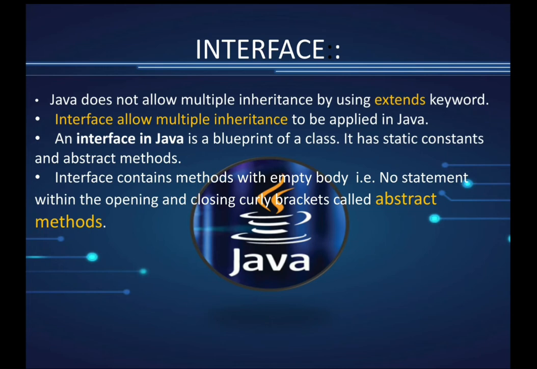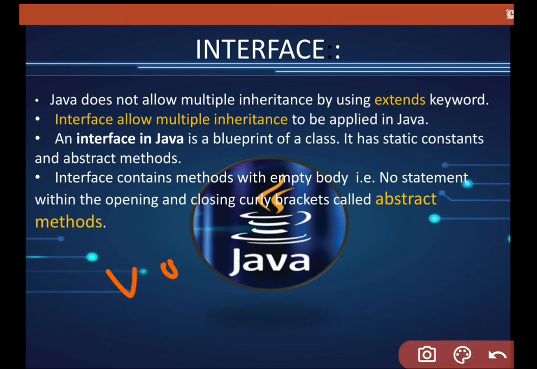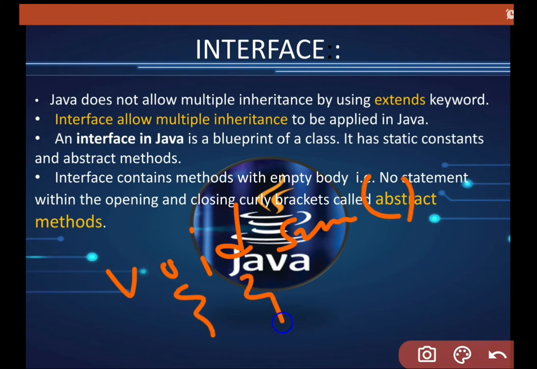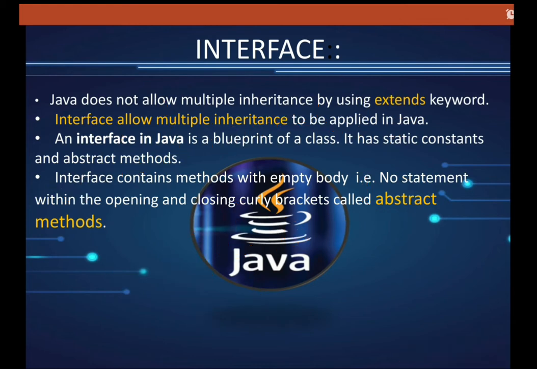Incomplete methods are known as abstract methods. A method prototype without a body is an abstract method. Or we can say a prototype, after which we have a semicolon, is also an abstract method. If I write void sum function with brackets open and close, it is an abstract method. If I write void sum function with brackets open and close and a semicolon, it is also an abstract method.